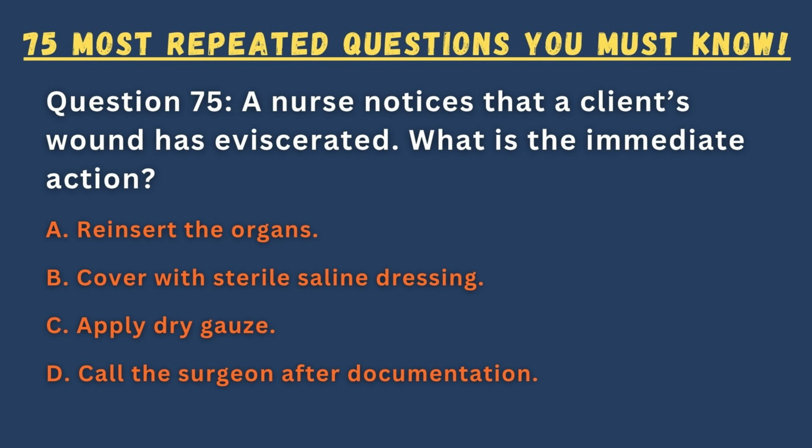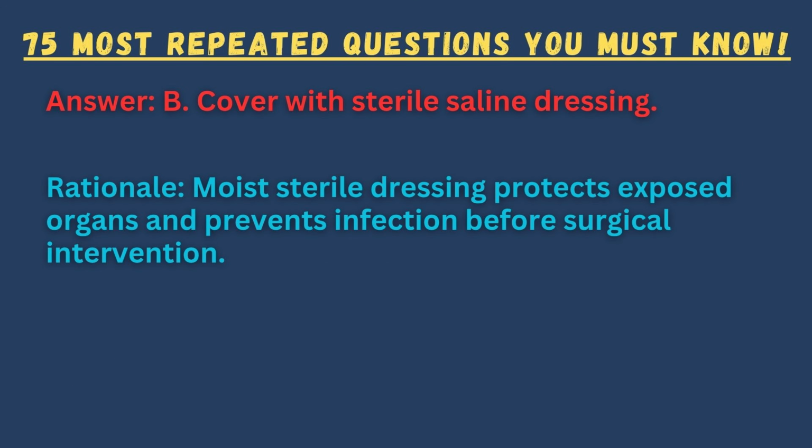Question 75. A nurse notices that a client's wound has eviscerated. What is the immediate action? A. Reinsert the organs. B. Cover with sterile saline dressing. C. Apply dry gauze. D. Call the surgeon after documentation. Answer. B. Cover with sterile saline dressing. Rationale. Moist sterile dressing protects exposed organs and prevents infection before surgical intervention.